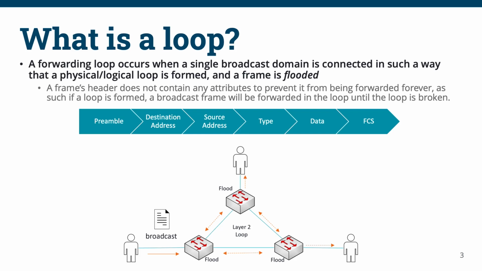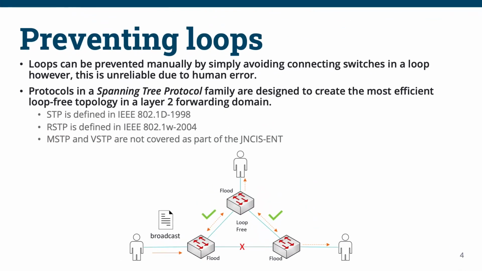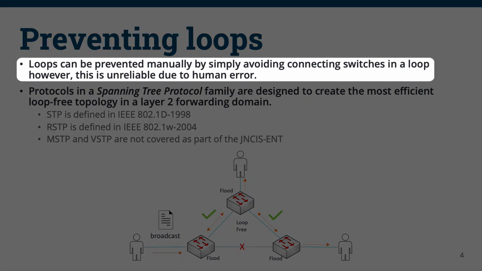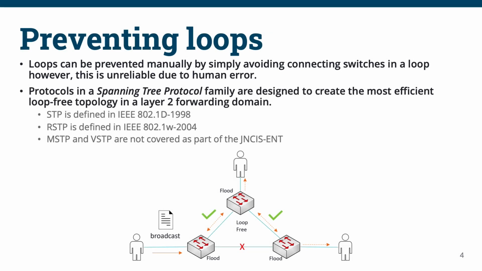So, now that we've firmly determined that broadcast storms are bad, let's review how to prevent them. The first way to prevent a loop is, well, to simply avoid connecting your network in a loop topology to begin with. There are multiple problems with this solution, though. First and foremost is that this method of prevention has no assurance. It's unreliable, and we can't be sure that we'll never accidentally connect our switches in a looped topology.